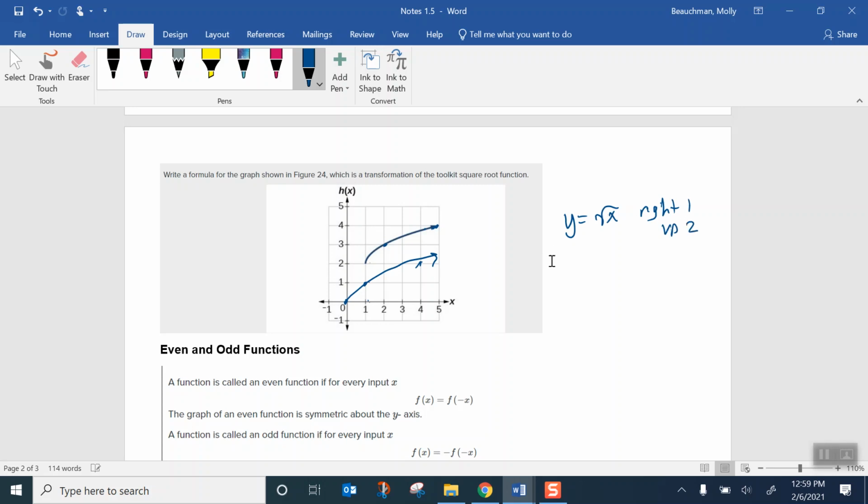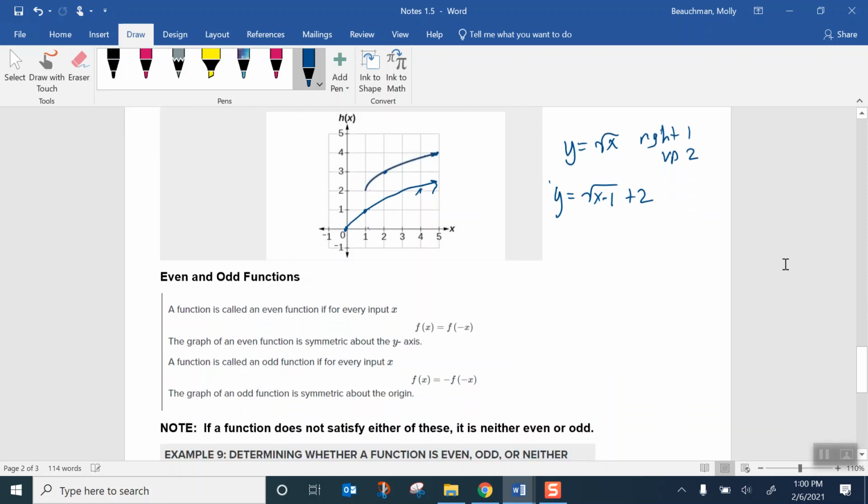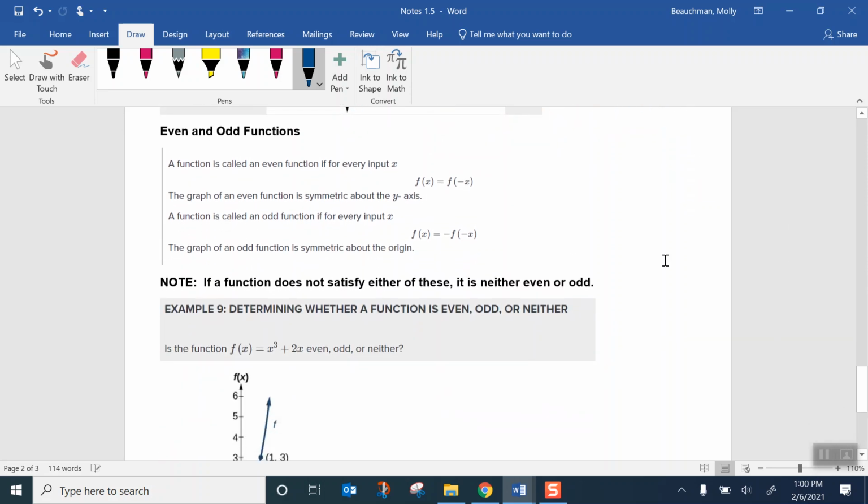So our new function is going to equal the square root of x, to the right 1 would be minus 1, and then outside the function plus 2. All right, last idea in this section is something called even and odd functions.